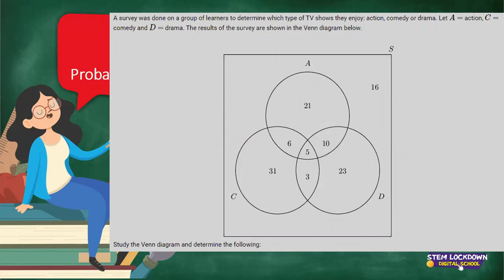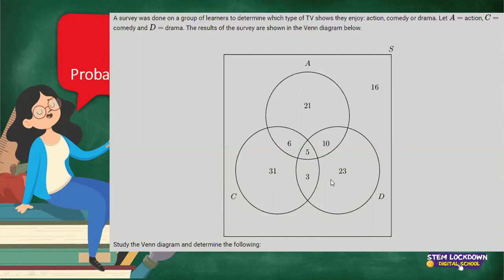Right, let's see an example. Say a survey was done on a group of learners to determine which type of TV show they enjoy: action, comedy, or drama. Let A equal action, C equal comedy, D equal drama. The results of the survey are shown in the Venn diagram below: action, comedy, and drama.